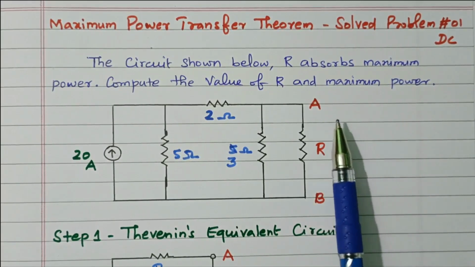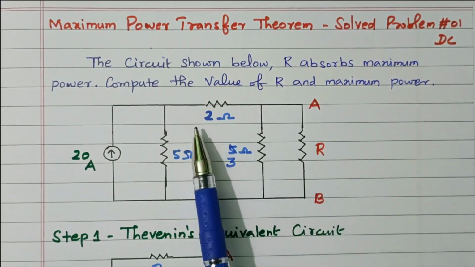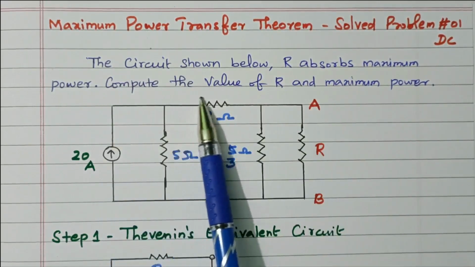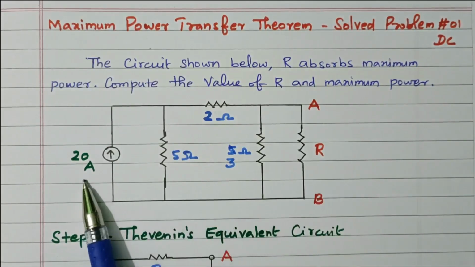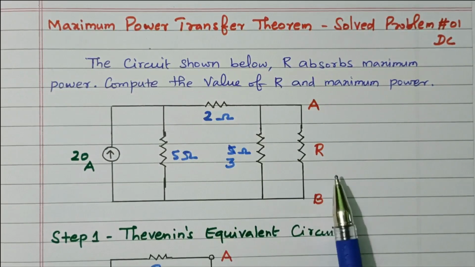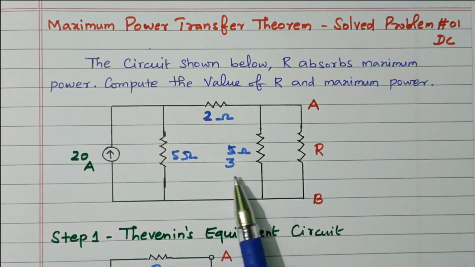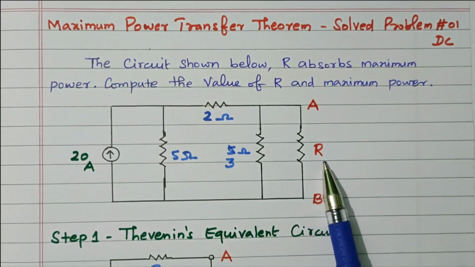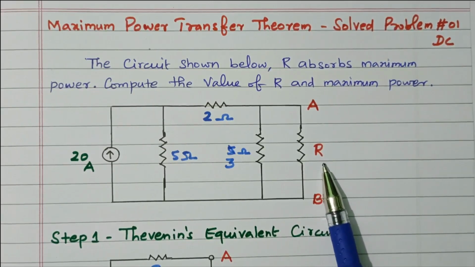Now we'll go to the topic. The maximum power transfer theorem solved problem for a DC circuit. In the circuit shown below, R absorbs maximum power. Compute the value of R and the maximum power. The circuit contains a 20 ampere current source. This is the load resistance, marked as AB, and three resistances are available: 5 ohm, 2 ohm and 3 ohm. The condition given is that this R is absorbing maximum power. So we need to find the value of this R and what is the maximum power absorbed.